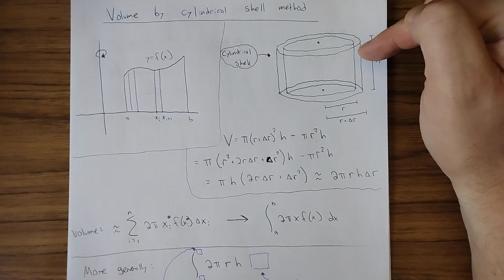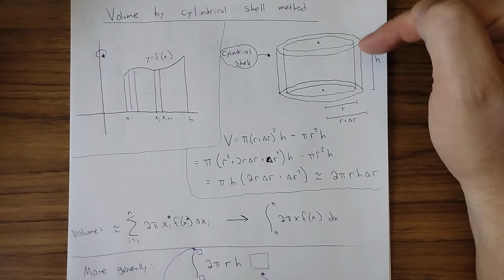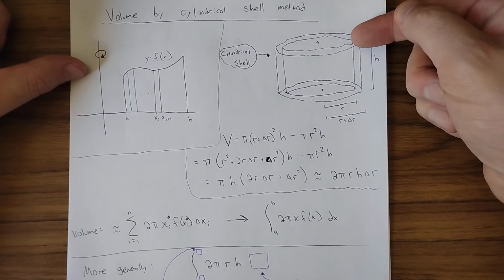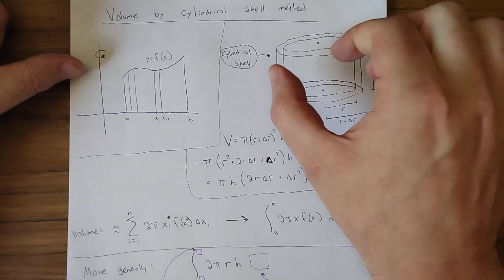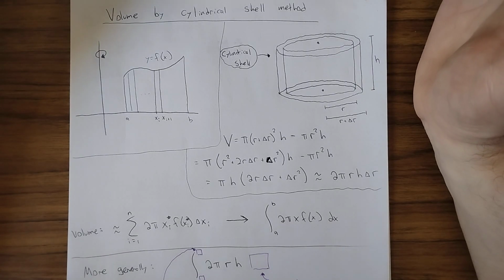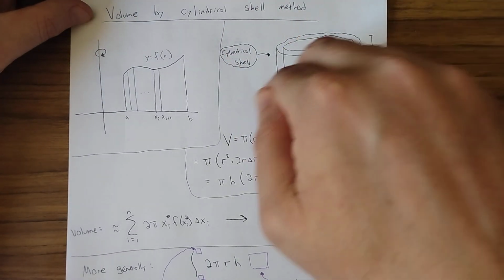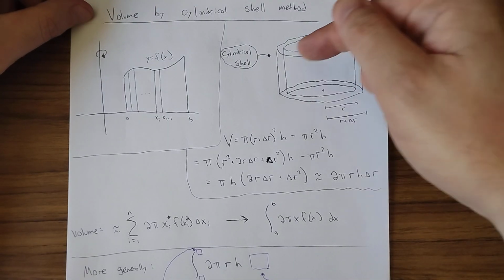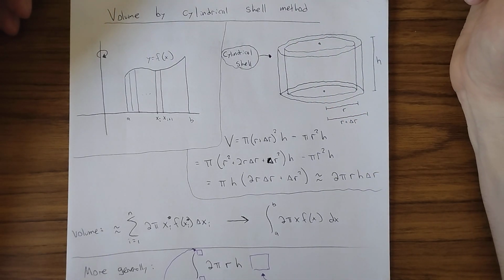This is what I call a cylindrical shell. It's basically like a cylinder with a slightly smaller cylinder cut out of it so that it's hollow. And by the way, there's no top and there's no bottom. So it's just like the wall of the cylinder.